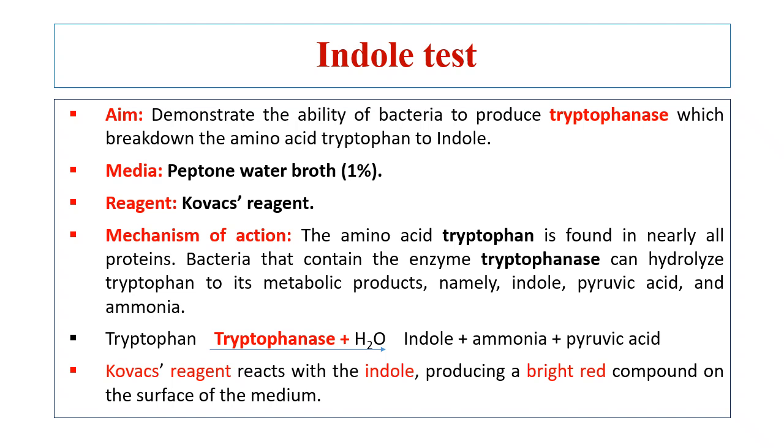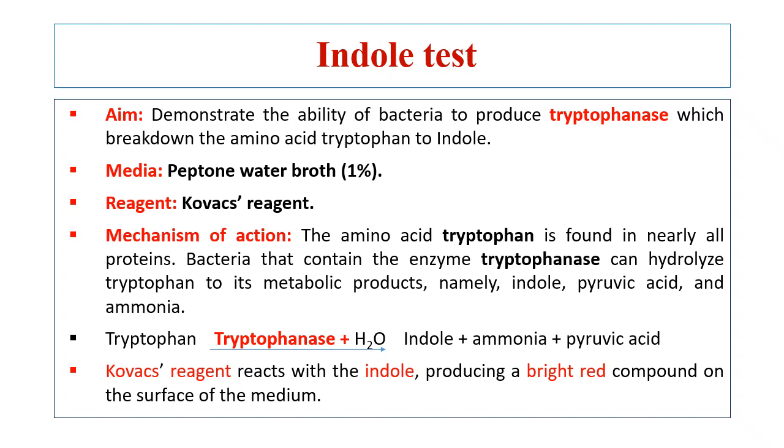The indole test. The aim of this test is to detect the ability of bacteria to produce the enzyme tryptophanase. This enzyme breaks down tryptophan into indole, ammonia, and pyruvic acid. As I mentioned, the IMViC test is used to identify the Enterobacteriaceae family. Some members in this family produce tryptophanase. This enzyme breaks down the tryptophan into indole.